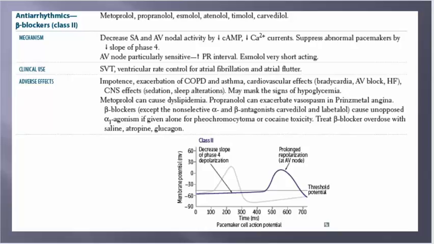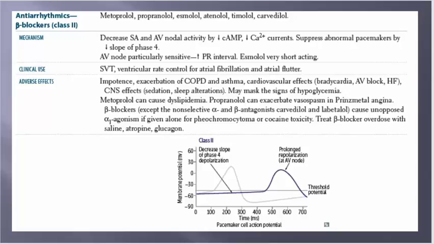Esmolol is very short acting. SVT and ventricular rate control for atrial fibrillation and atrial flutter is the clinical use. Adverse effects: impotence, exacerbation of COPD and asthma, cardiovascular effects, bradycardia, AV block, and heart failure. Central nervous system effects: sedation, sleep alterations. May mask the signs of hypoglycemia.